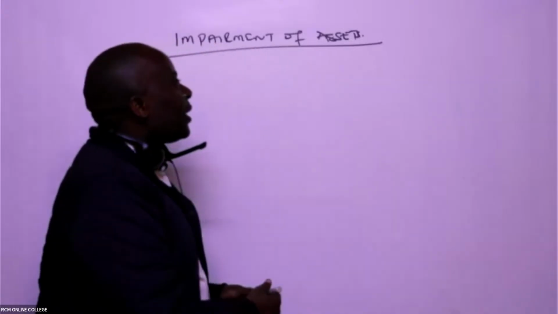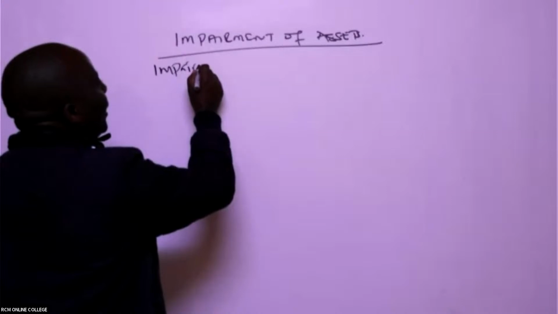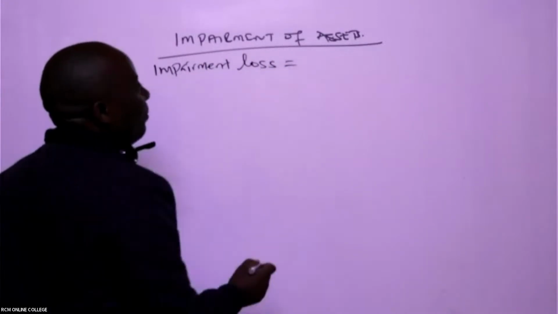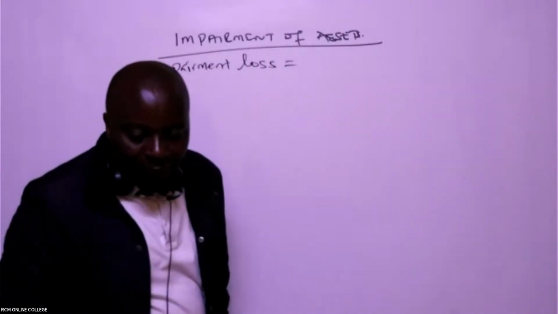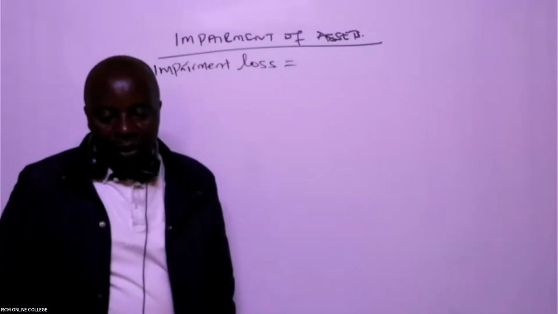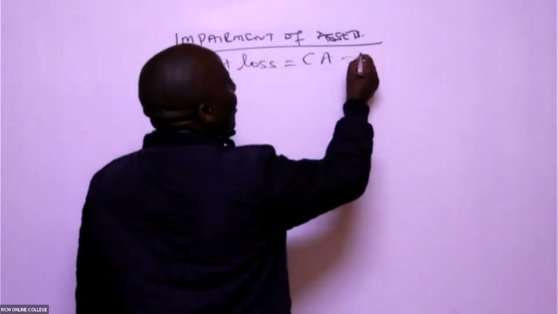I even went ahead and gave you a formula of getting this impairment loss. Please listen. How do we get this impairment loss? Is there somebody who is able to remember the formula? Impairment loss equals what? Somebody who is able to remember. CA minus RA, Igamba. Great. It is CA minus RA.